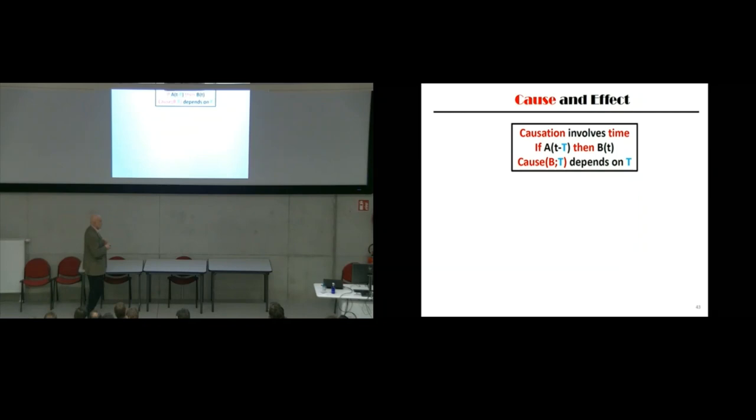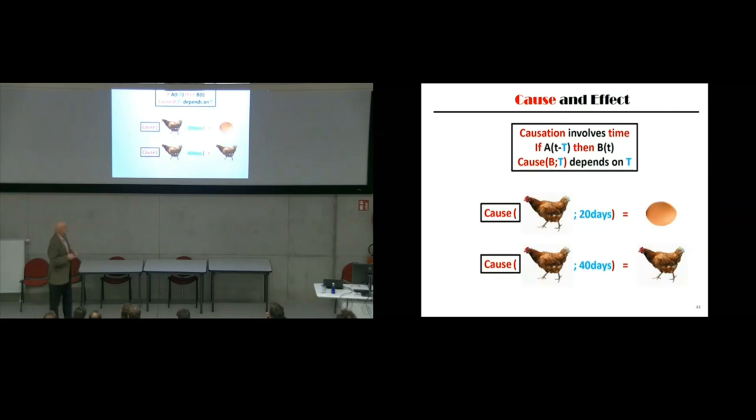Which is the cause of the chicken? Something like that. Well, the cause of the chicken probably makes no sense. The cause of the chicken depends on which time you're looking at. The cause of the chicken over 20 days is the egg. The cause of the chicken over 40 days is another chicken. And there is nothing wrong with that. It's just a description of what happens.